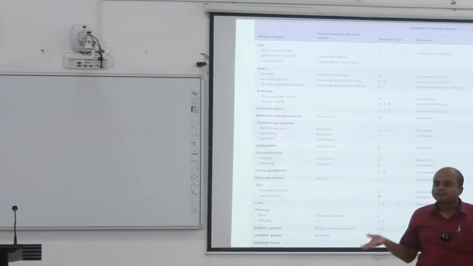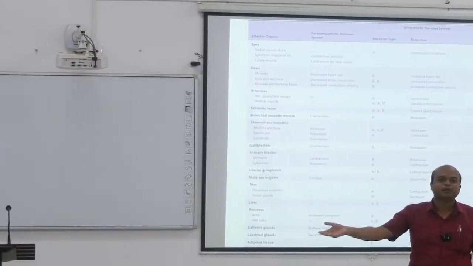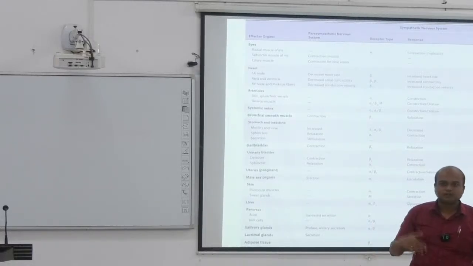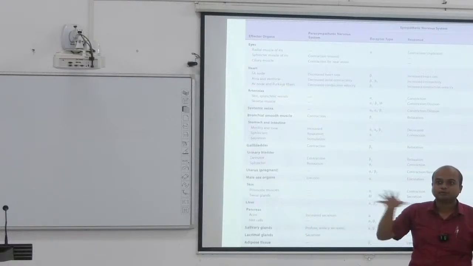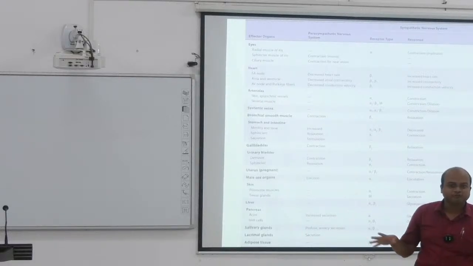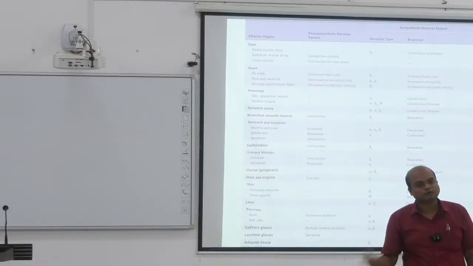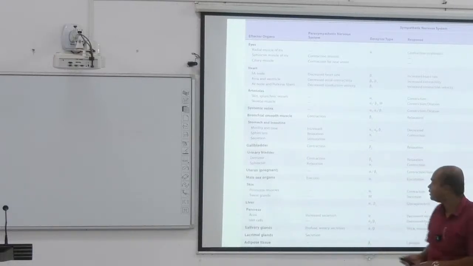Nicotinic and muscarinic receptors were so named because nicotine acts on nicotinic receptors and muscarine acts on muscarinic receptors. Nicotine will not act on muscarinic receptors, and muscarine will not act on nicotinic receptors. But inside the body, that means in vivo, it is always acetylcholine, which acts on both types of cholinergic receptors, nicotinic and muscarinic.